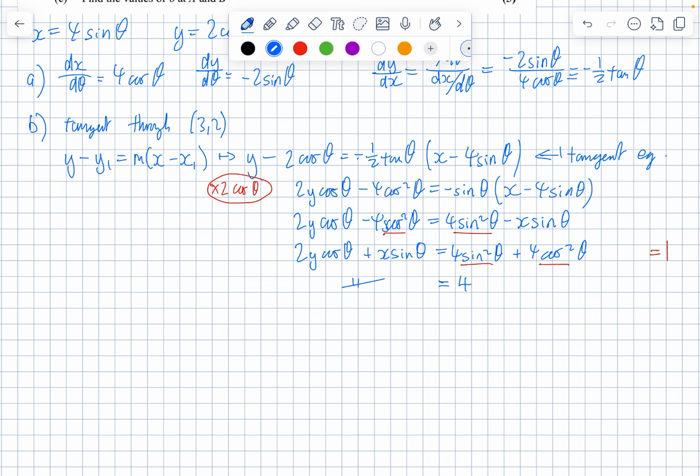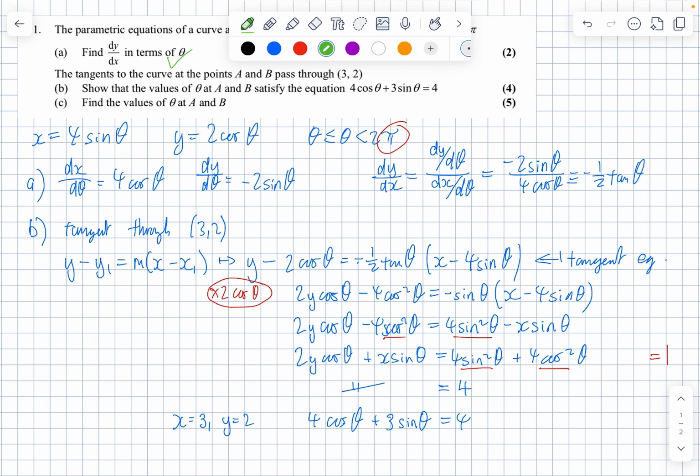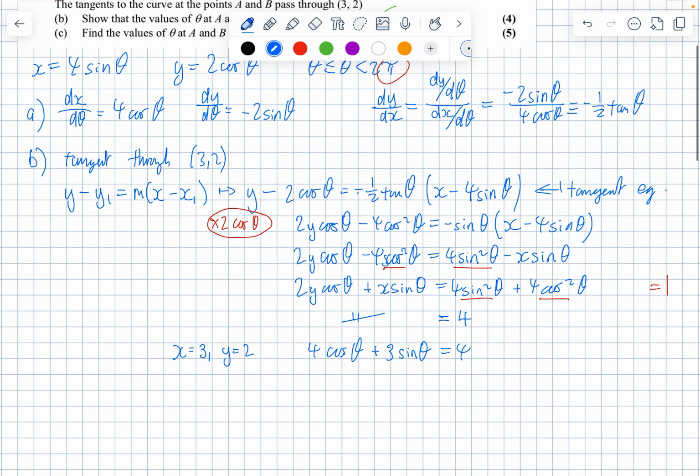Now we're told that this passes through the point 3, 2. So I can substitute in the fact that x is 3 and y is 2. So now I've got 2y, which is 4, cos theta plus x, which is 3, sine theta, and that is equal to 4. And that was what I was looking to show. So that's part B taken care of. Now we're going to find the values of theta at A and B.